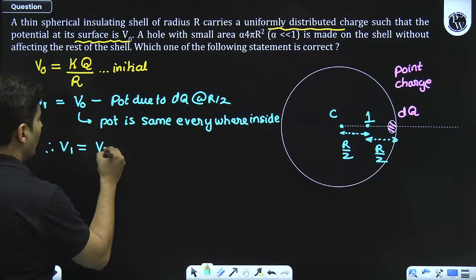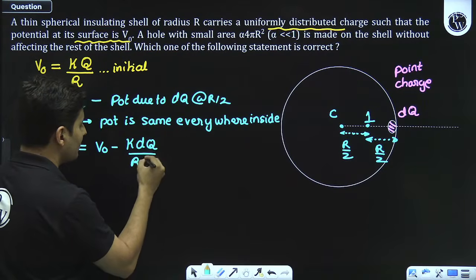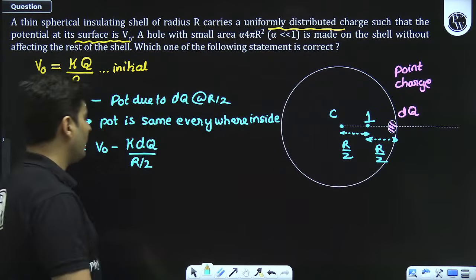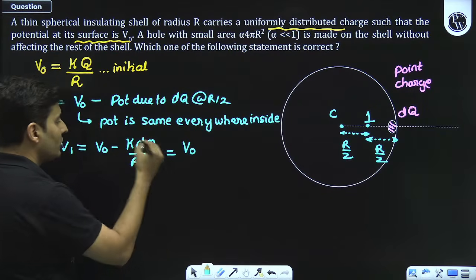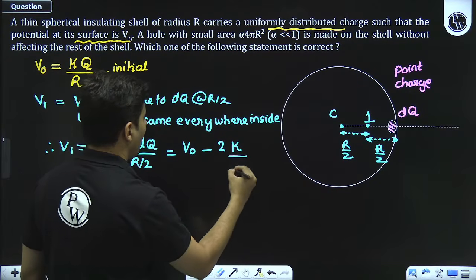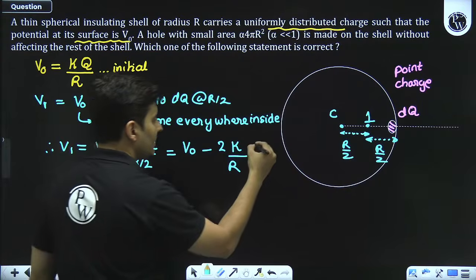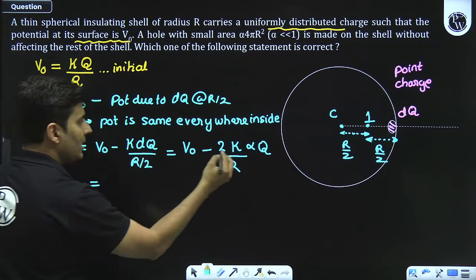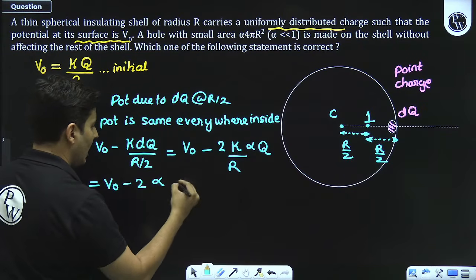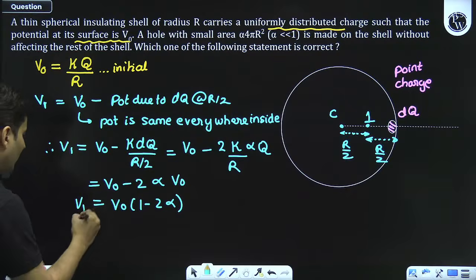Now, this is V naught minus the potential due to this guy over here. That will be nothing but K dq, but this time the distance will be R by 2. Think of it like a point charge and you are trying to figure out the potential at a distance of R by 2. So this will be V naught minus 2K dq divided by R. We saw that this dq is nothing but alpha q, so this is alpha into q. Now that's it guys, Kq by R is V naught. Therefore this will be 2 alpha V naught. So hence this will be V naught common, 1 minus 2 alpha. That is the potential at this distance.